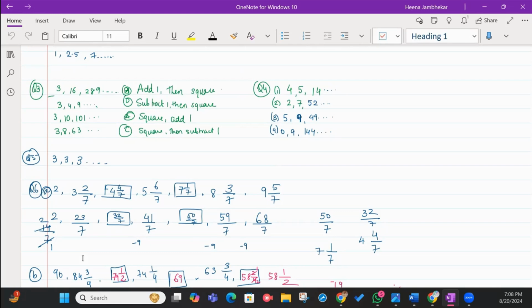Now, how do you find the term to term rule here? Plus 2 upon 7. Now, what will you do? You do 23 upon 7 minus 2. Now, 2 is nothing but 2 upon 1, so write 2 upon 1 there. Now, are the denominators same? How will you make it same? 1 multiplied by 7 and 2 multiplied by 7.